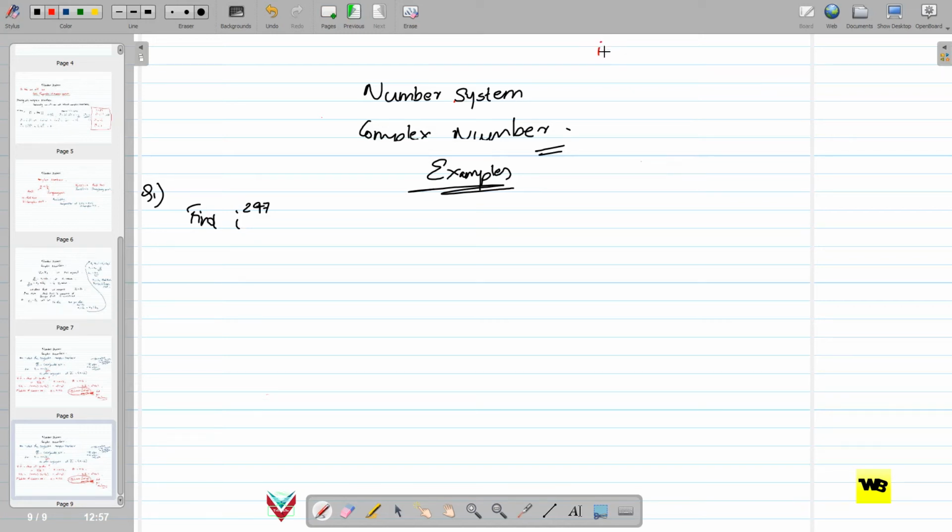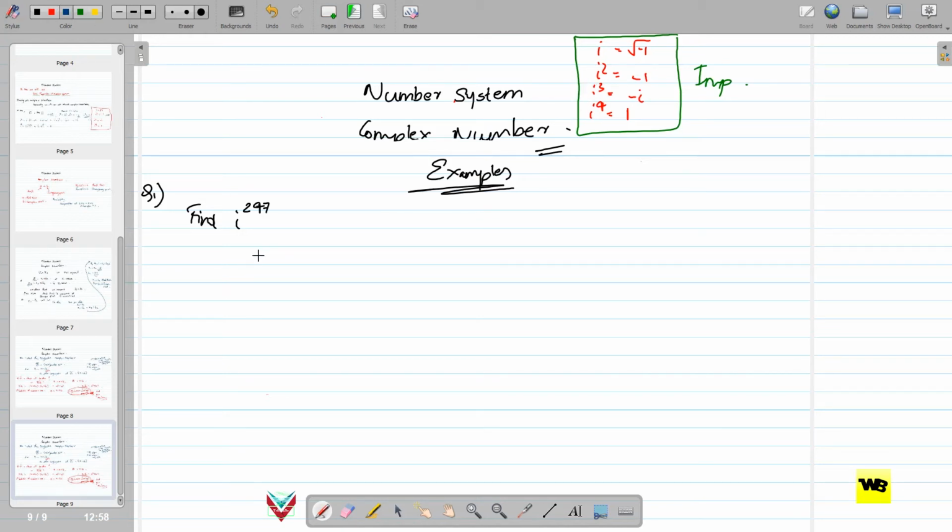We have to recollect the values of I square, I cube and I 4. So I will write this here so that you will be comfortable with the values. I equals root of minus 1, I square equals minus 1, I cube equals minus I, and I 4 equals 1. All of you should remember this table, it is important.